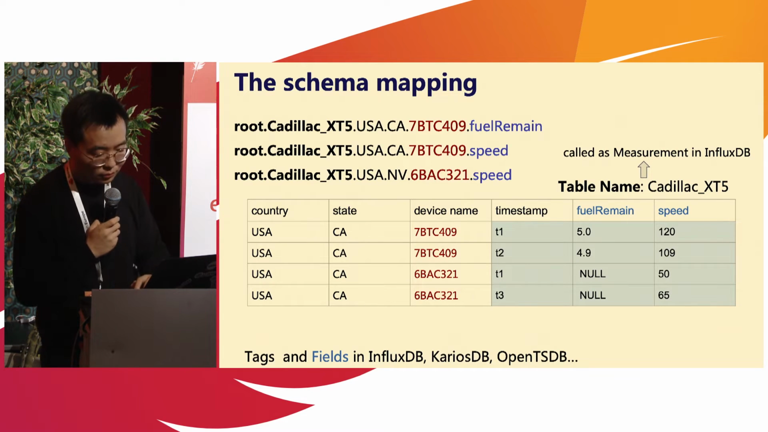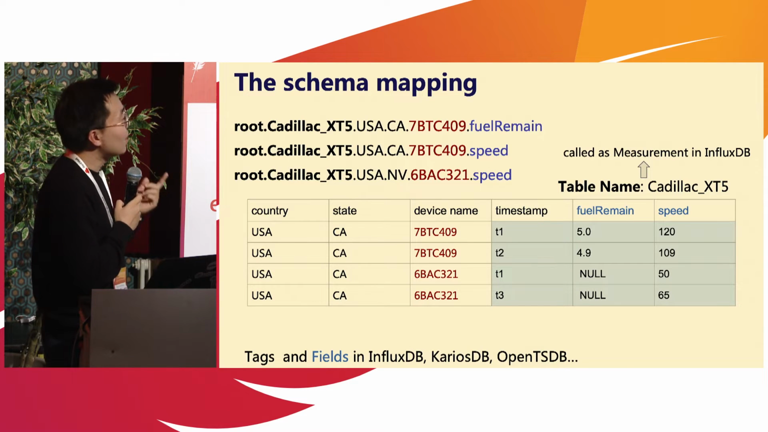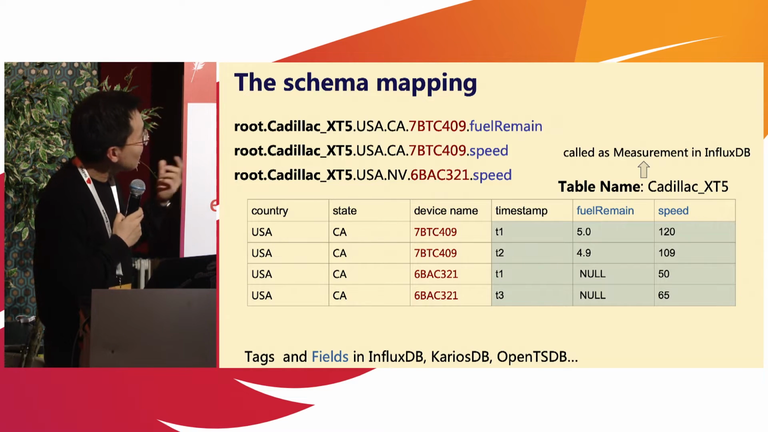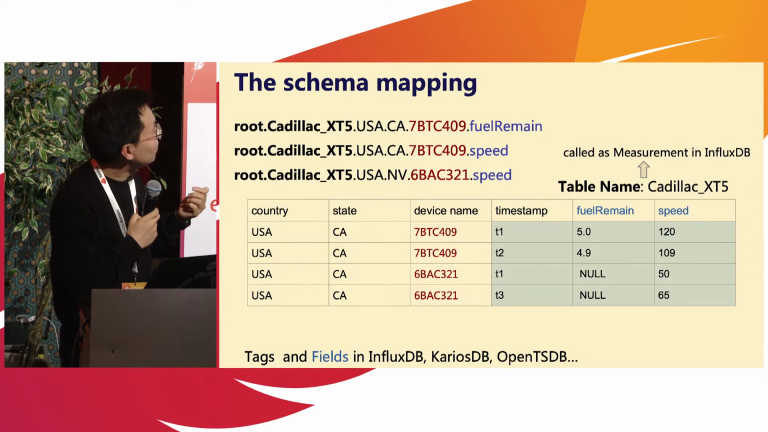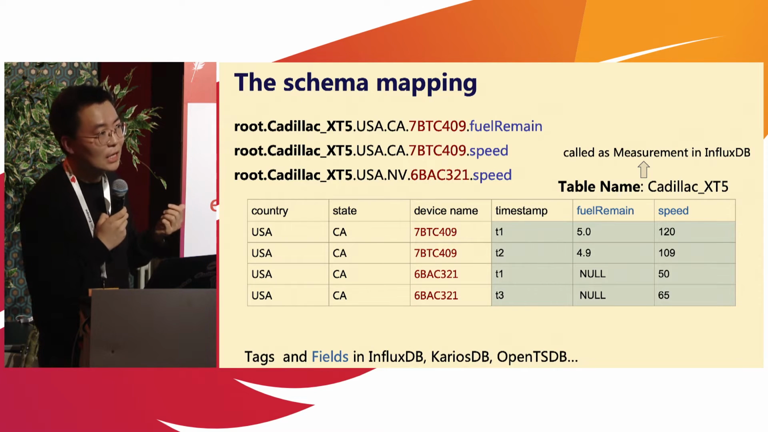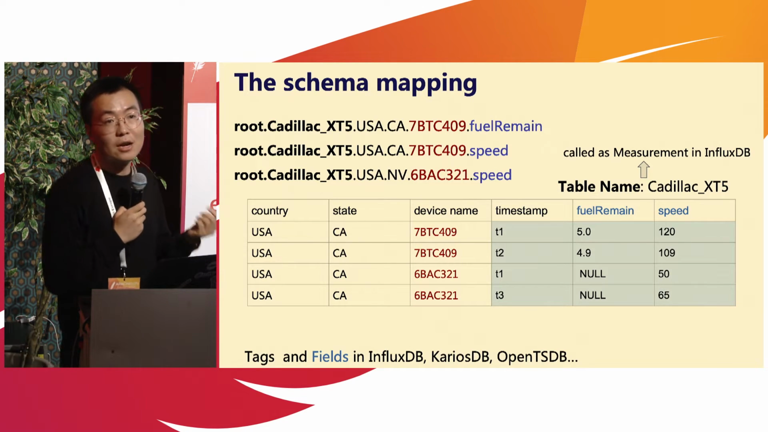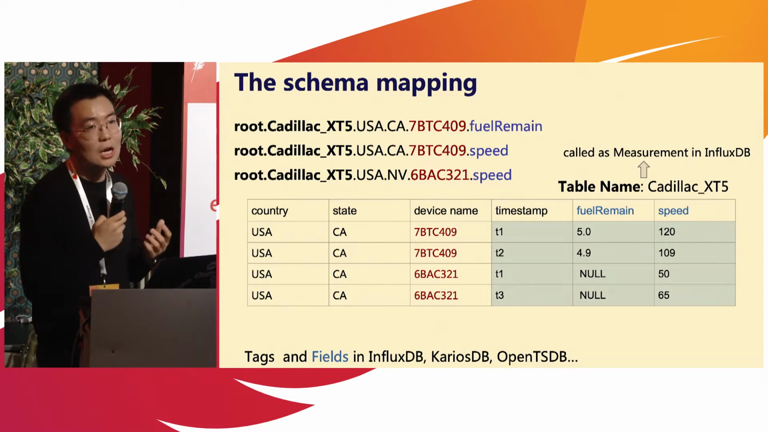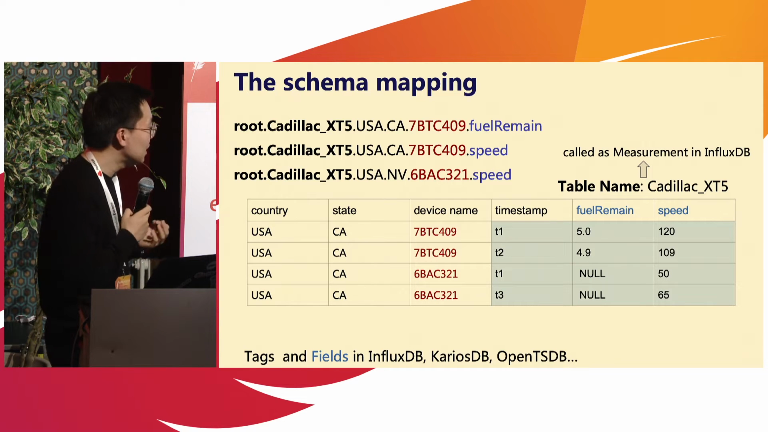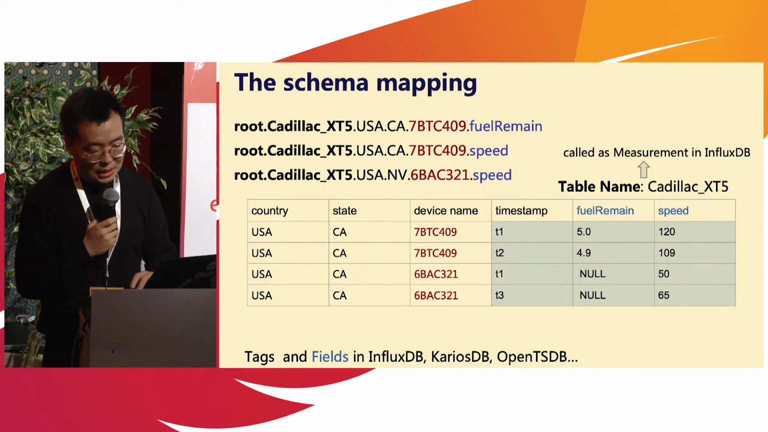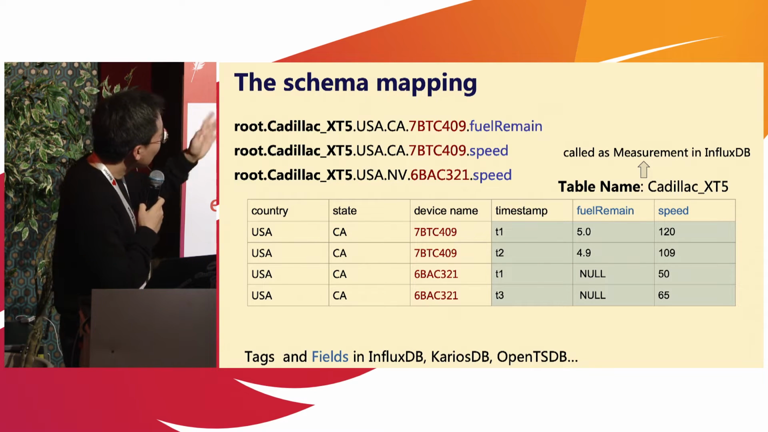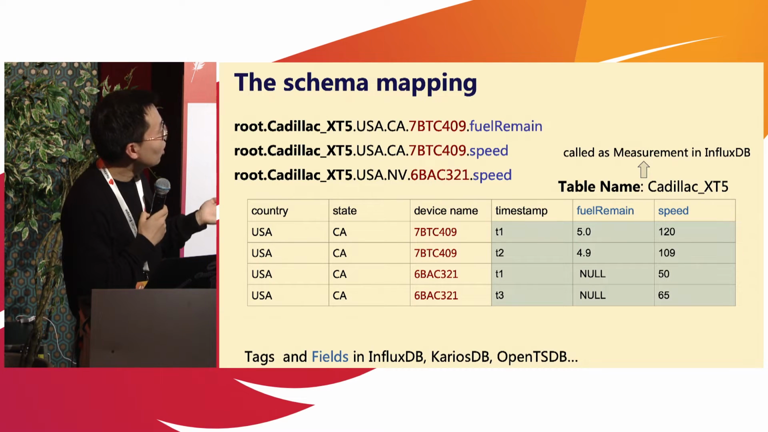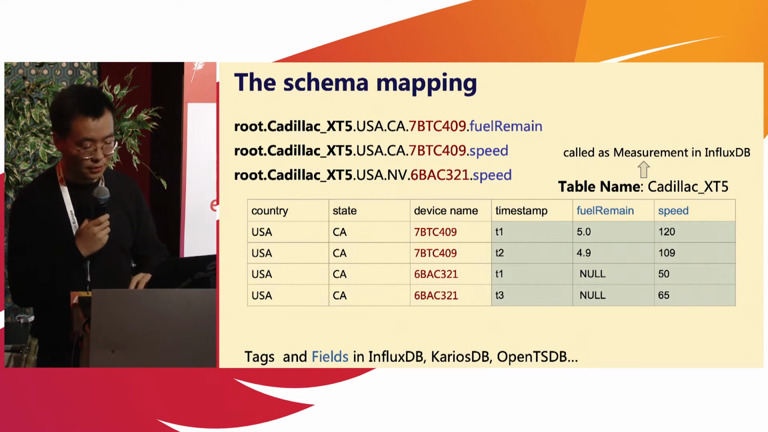If we treat this table as a Cassandra schema, you can consider the country, the state, and the device name as the partition key, and the timestamp as the clustering key, and the fuel remain and speed as the value columns. And if we treat it as some other time series database like InfluxDB, OpenTSDB, or KairosDB, then the first 3 columns are tags in these systems, and the last 2 columns are fields in these systems.